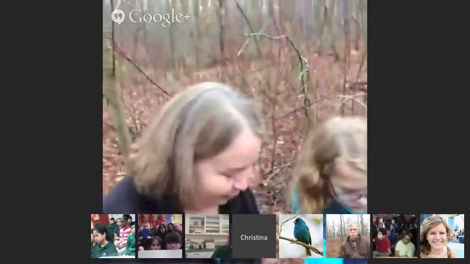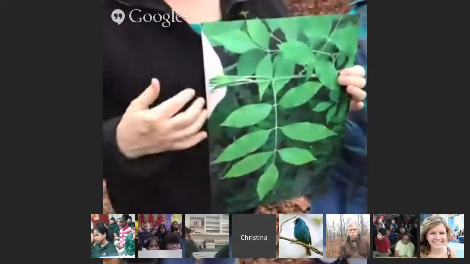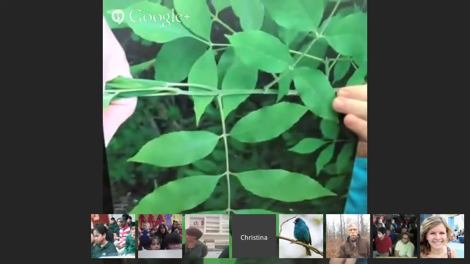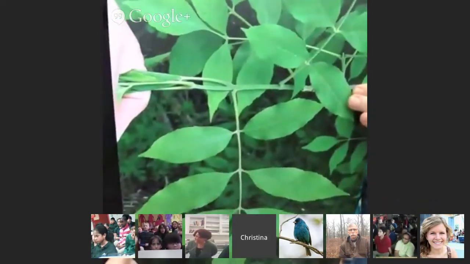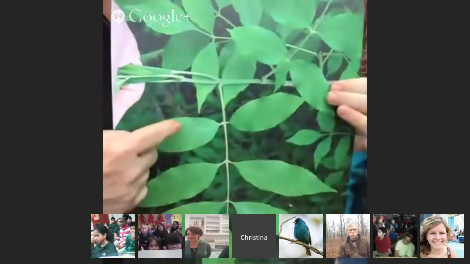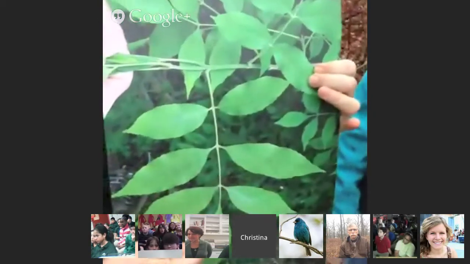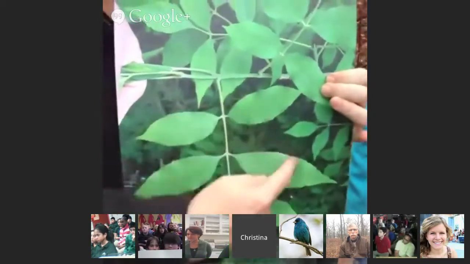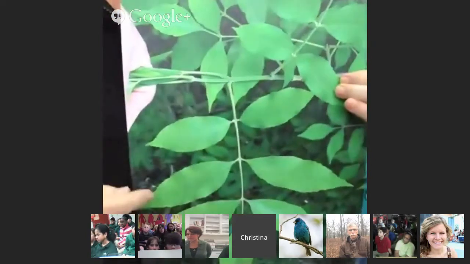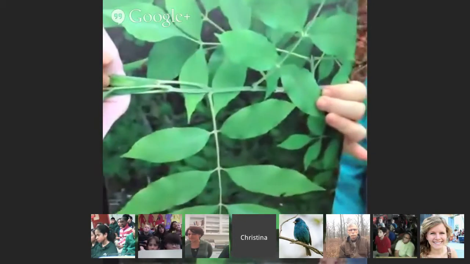So I brought out a photo. This is what the ash leaf will look like in the summertime. It's a compound leaf with an uneven number of leaflets, 5 to 9 leaflets. You can see this one has 1, 2, 3, 4, 5, 6, 7 leaflets. And this whole entire thing makes up one leaf, even though it looks like a bunch of little leaves. This is very indicative of the ash tree.